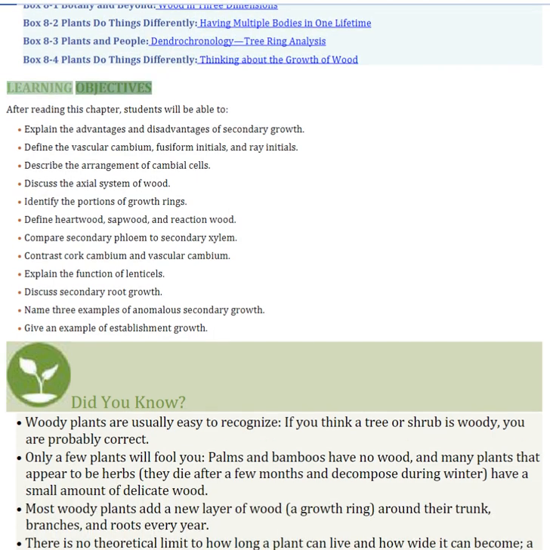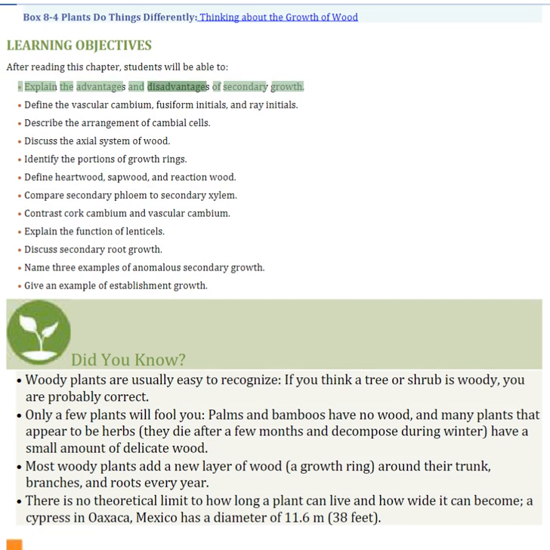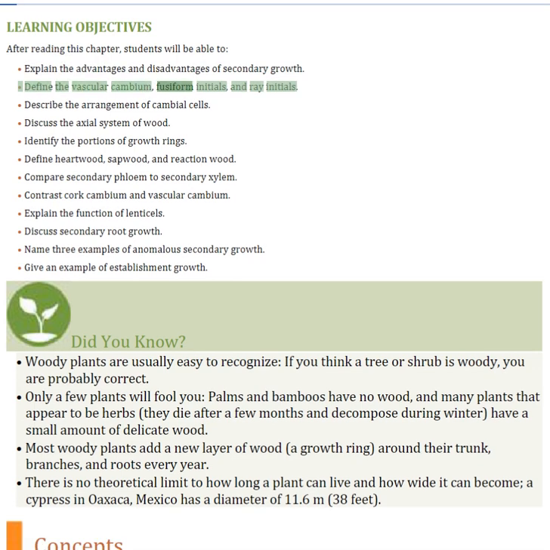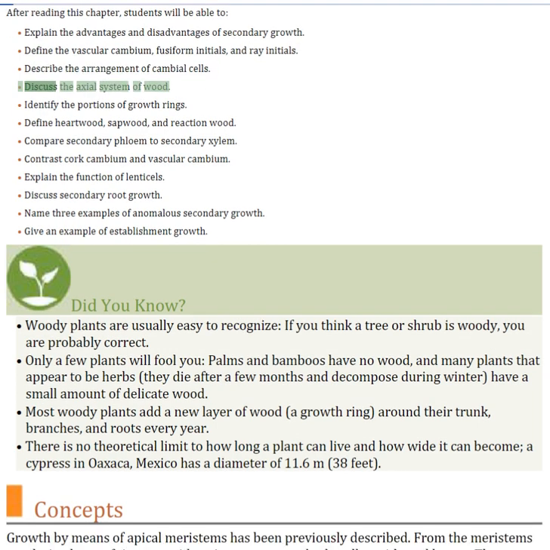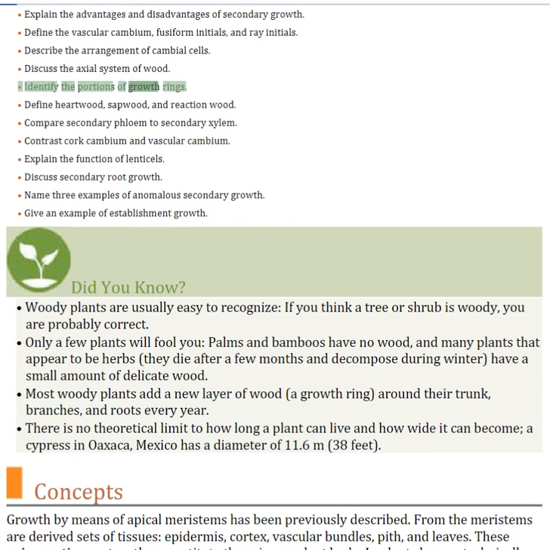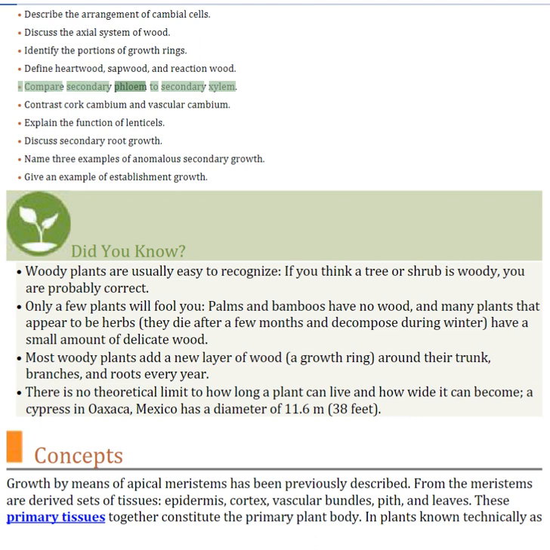Learning objectives. After reading this chapter, students will be able to explain the advantages and disadvantages of secondary growth. Define the vascular cambium, fusiform initials, and ray initials. Describe the arrangement of cambial cells. Discuss the axial system of wood. Identify the portions of growth rings. Define heartwood, sapwood, and reaction wood. Compare secondary phloem to secondary xylem.